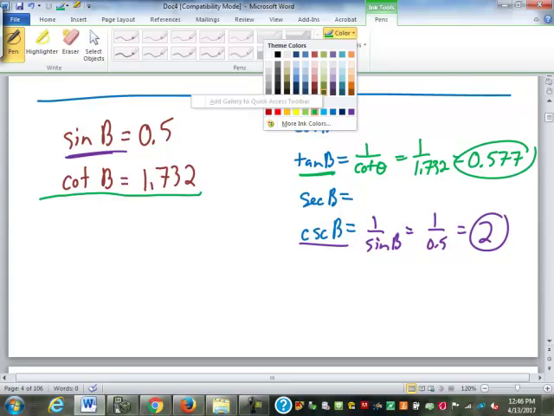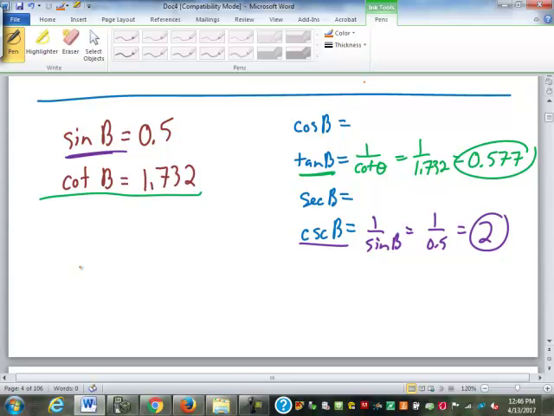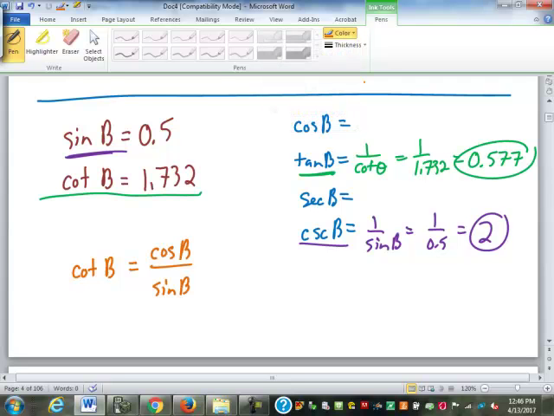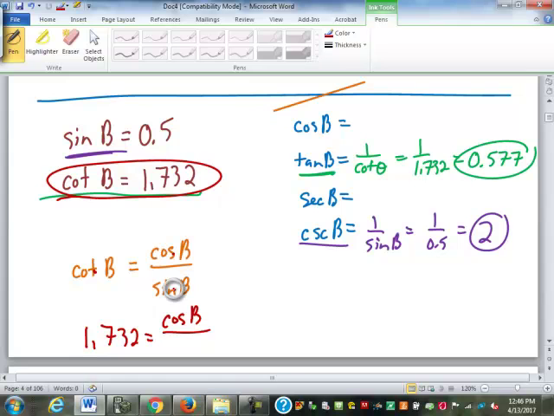Let's look at finding that dear old cosine. We have cotangent of B, and we know that that should equal the cosine of B divided by the sine of B. Right? Cotangent is cosine over sine. Do we know any of those pieces? Do we know the cotangent of B? Cotangent of B is 1.732, right? Do we know the cosine of B? No, that's what we're trying to find. Do we know the sine of B? 0.5, right?